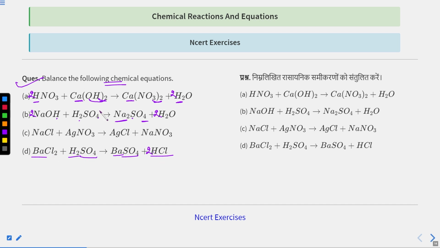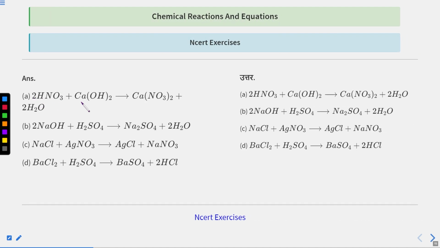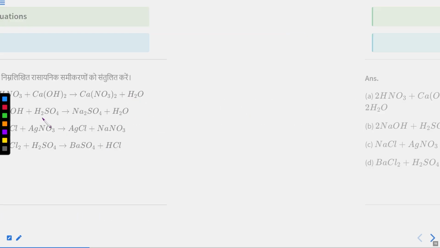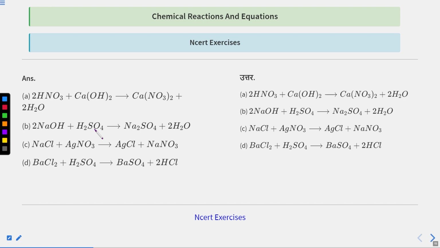You can see the answer of this particular question will be 2HNO3 plus Ca(OH)2 gives calcium nitrate plus 2H2O. This is a balanced chemical equation. 2 NaOH plus H2SO4 gives Na2SO4 plus 2H2O. This is again a balanced chemical equation. 2 NaOH means sodium hydroxide. You can see here 2 NaOH. And the next one is NaCl plus AgNO3 gives AgCl plus NaNO3. This is already balanced. And BaCl2 plus H2SO4 gives BaSO4 plus 2HCl.